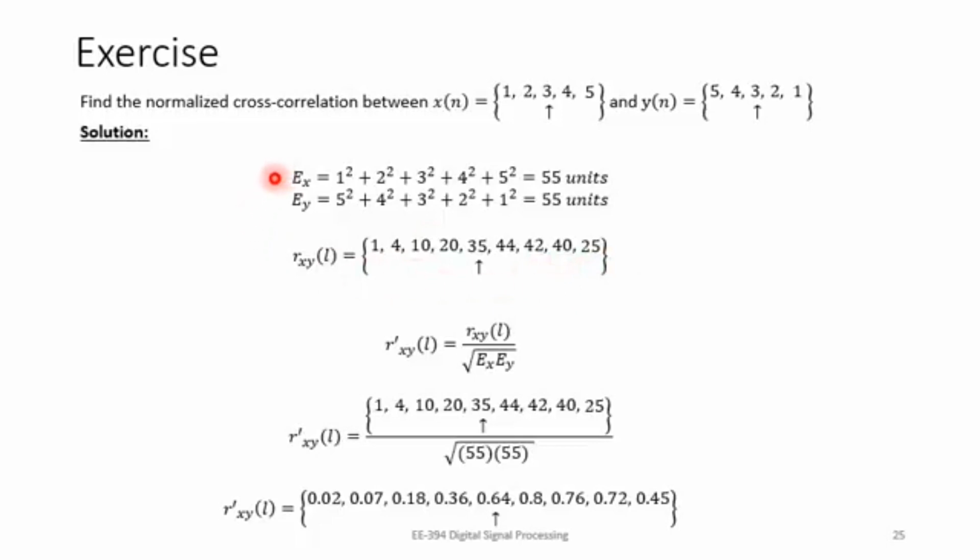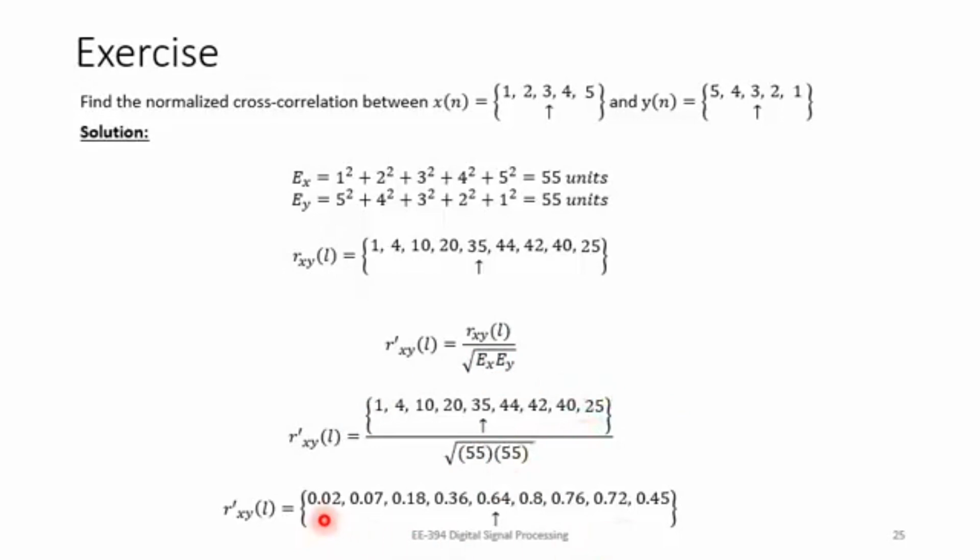So we find out the energies for x and y. We know that it is an absolute squared sum operation. So 1 square plus 2 square plus 3 square plus 4 square plus 5 square, we get 55 units. And similarly Ey is 5 square plus 4 square plus 3 square plus 2 square plus 1 square. Again we end up with 55. So the normalized correlation will be this correlation, Rxy[L], divided by the square root of Ex into Ey. So the square root of 55 into 55 gives us 55. So we divide this entire correlation by 55 and we end up with these values.